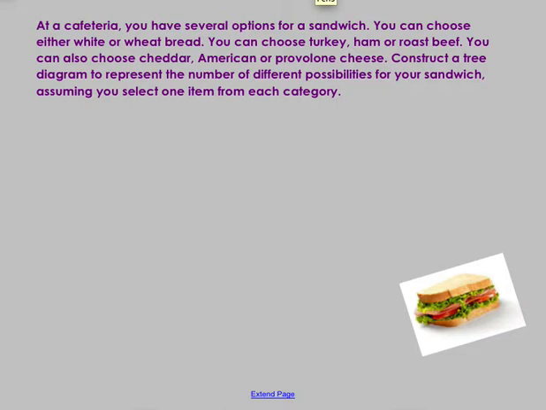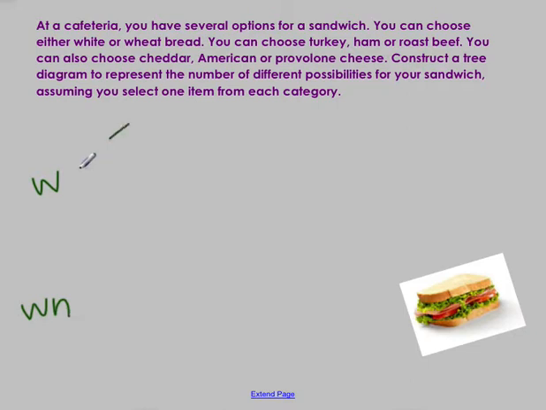At a cafeteria, you have several options for a sandwich. You can choose either white or wheat bread. So that's to start with. We can choose white bread or we can choose wheat bread. Now, from there, you can choose turkey, ham, or roast beef.